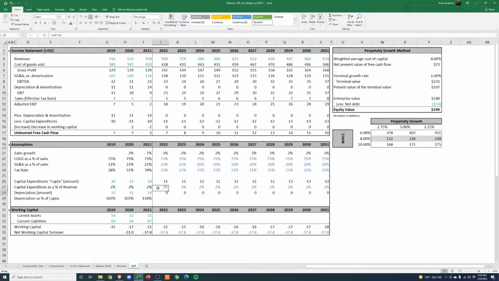And then depreciation is a percentage of CapEx. I think that this will be close to 100%. Usually I say 80% in my videos, and that's because that's a good mix of growth CapEx and maintenance CapEx. Having depreciation at 80% means 80% of your capital is maintenance and 20% is growth. So you're always adding a little bit more CapEx and you're depreciating.